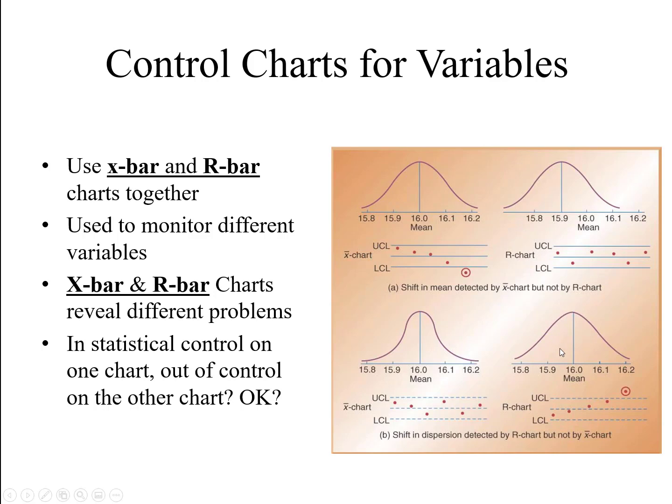So in order to measure this dispersion, in order to measure this change in the chart, we will use the R bar chart. So these two things: the X bar chart monitors the mean, and the R bar chart monitors the dispersion, the deviation in the data. In statistical control, one chart may be out of control while the other chart is okay. So sometimes if we use the X bar chart, maybe the experiment will be okay. But if you're using the result of the R bar chart, maybe we will not accept the result.